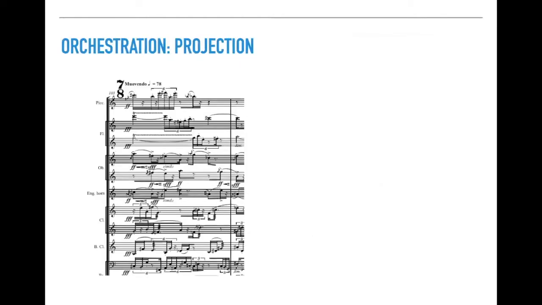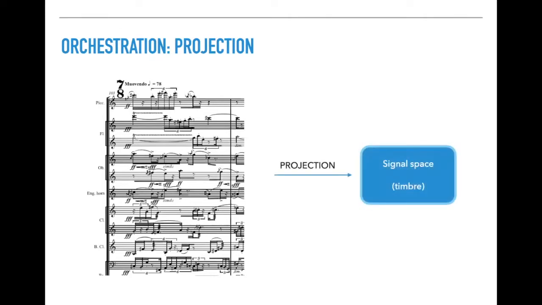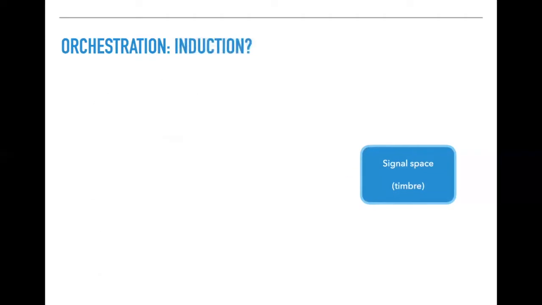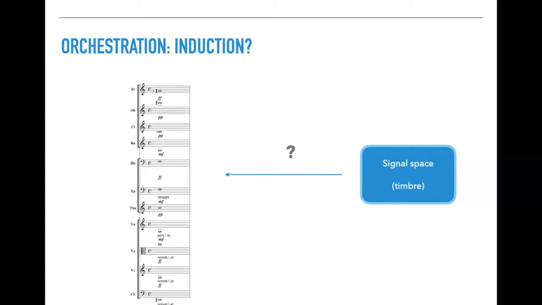So if I should define this problem, I would say that when you write a score, you basically write symbols on a page, and then you play the symbols and you generate sound, and this sound lives in the timbre space. So the problem is, given a sound, can we retrieve the score? That's the way we can see assisted orchestration.